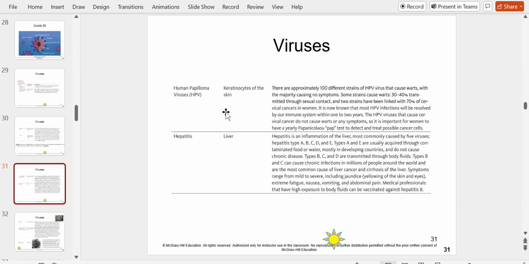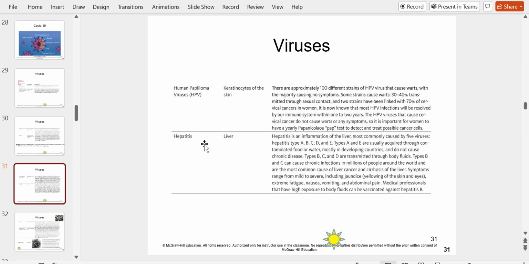There's HPV, the whole idea of genital warts. We used to think that they were benign, but we started to realize that there was an increased association with cancer. HPV causes cancer. There are approximately 100 different strains of HPV virus that cause warts, with the majority causing no symptoms. Some strains cause warts, 30%, transmitted through sexual contact. This one here, you need to get vaccinated.